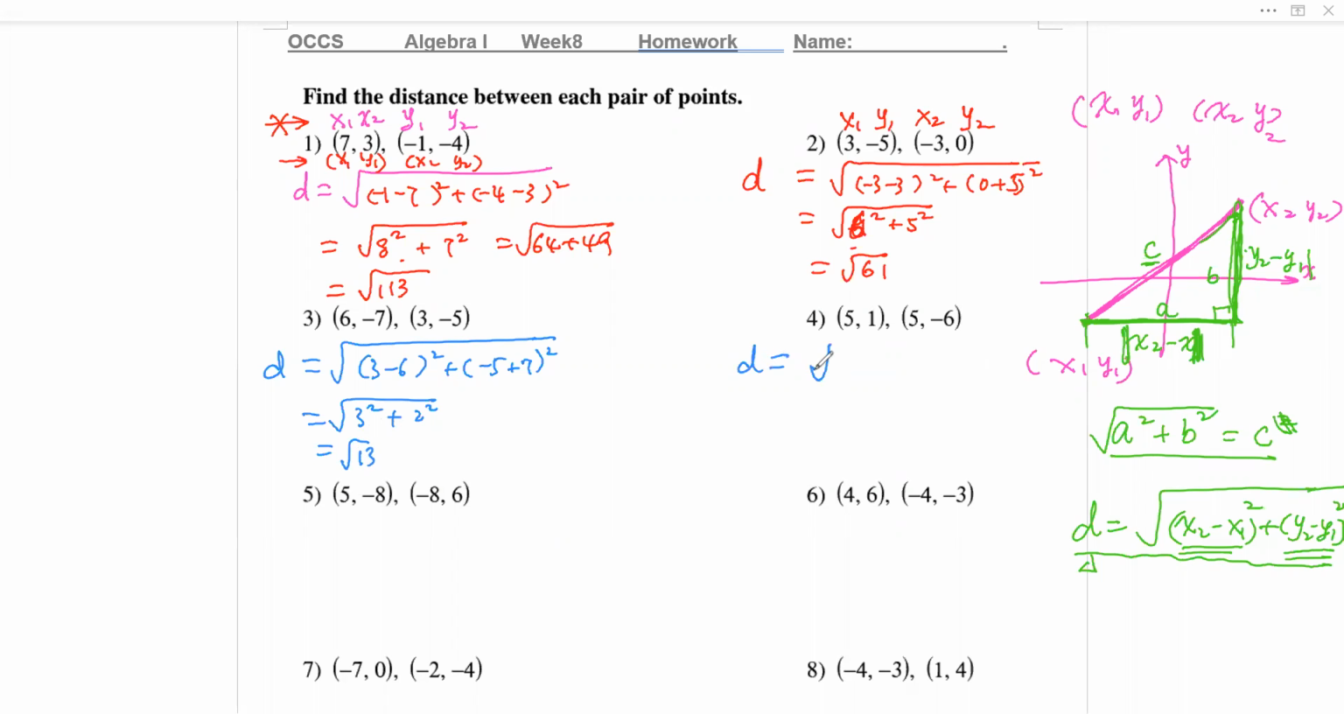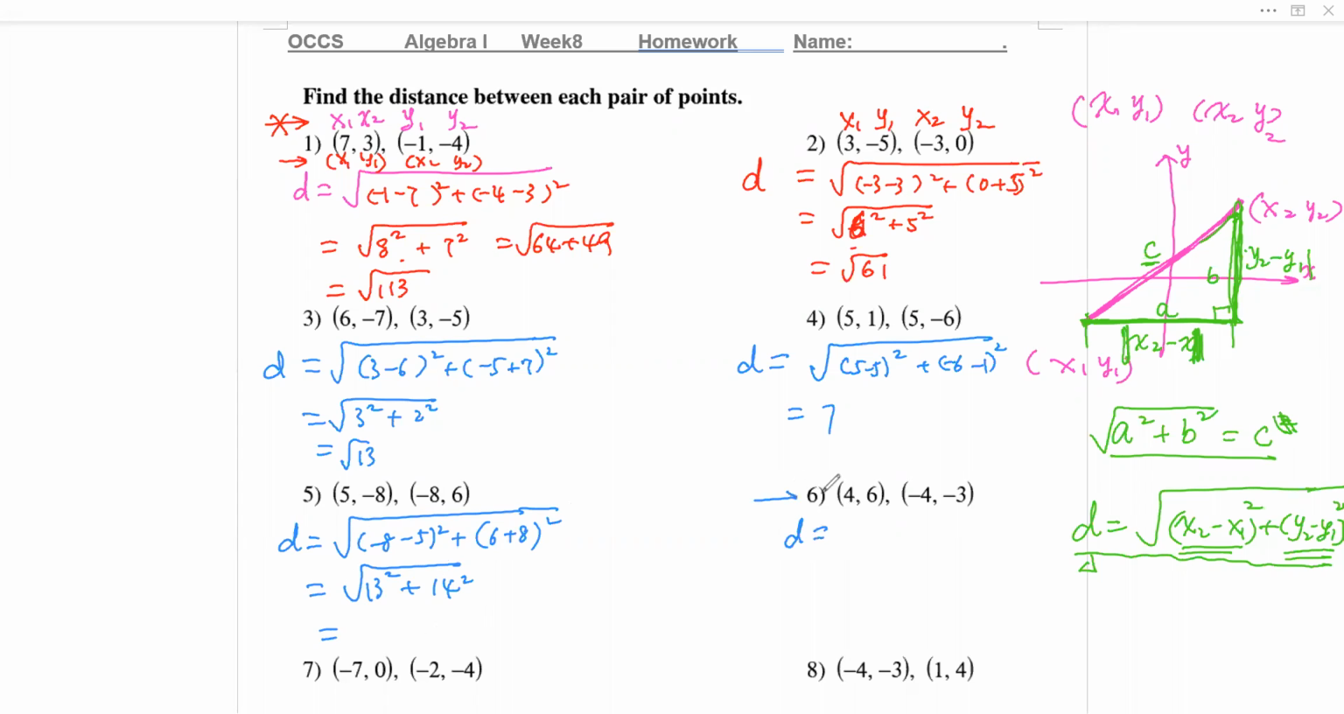The distance between these two here is 0 for x. So 5 minus 5, and negative 6 minus 1, so you got 7. Here is 7 squared, that's 49, and the square root of 49 is 7. For this part, first is negative 8 minus 5, squared, plus 6 plus 8, squared. It's a little bit bigger: 13 squared plus 14 squared. Can you guys do the rest?